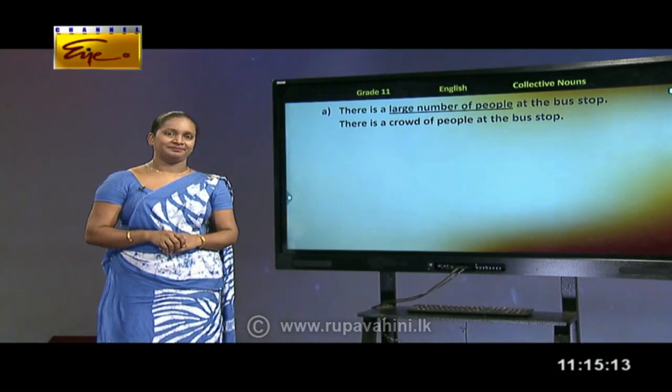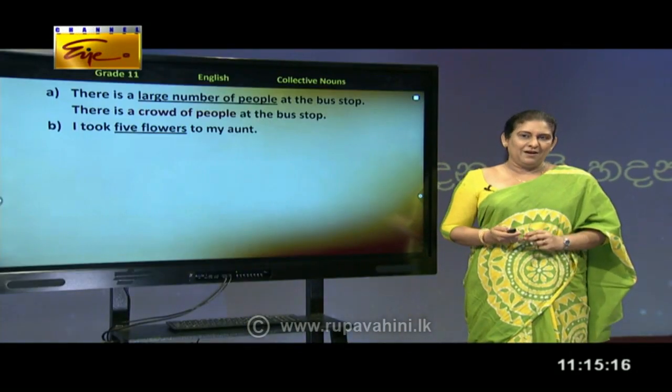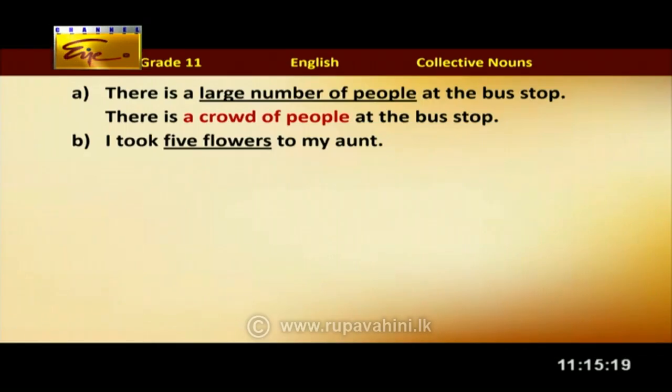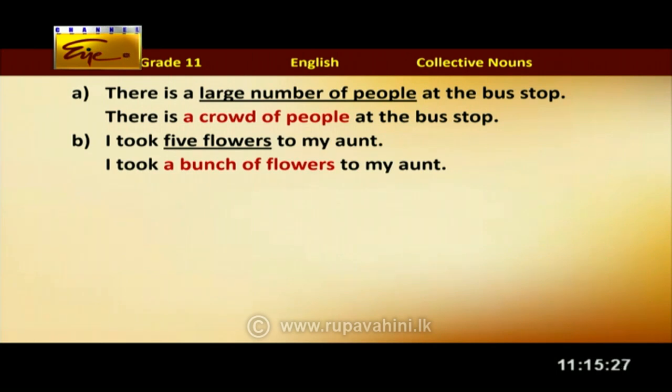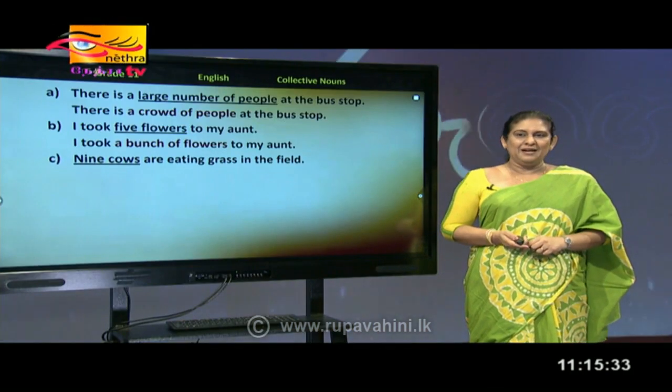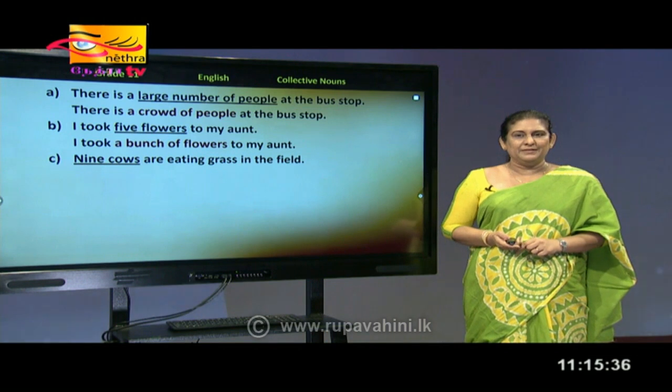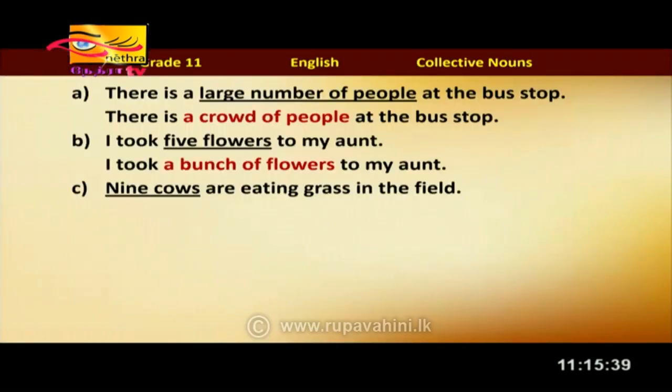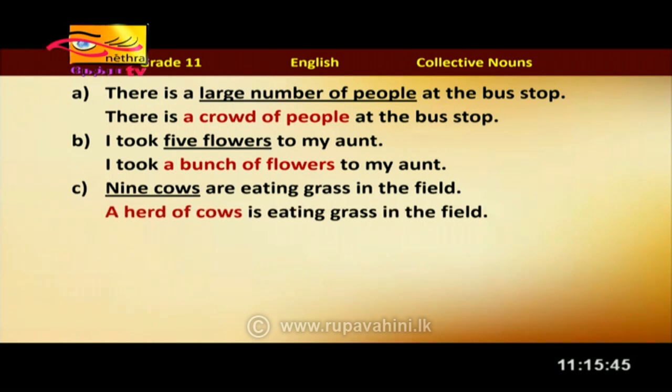Yes. Right. The second one, I took 5 flowers to my aunt. Yes. 5 flowers. Instead of 5 flowers, what is the collective noun you can use? Yes. It is better to say, I took a bunch of flowers to my aunt. Yes. Let us move on to the next one, children. 9 cows are eating grass in the field. 9 cows. Can you replace them? Yes. They are herbivorous animals. Yes. We use a special word. A herd of cows is eating grass in the field. Yes. Instead of 9 cows, we have used a herd of cows.